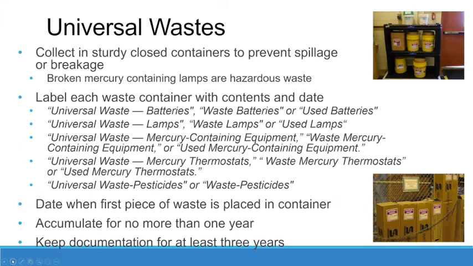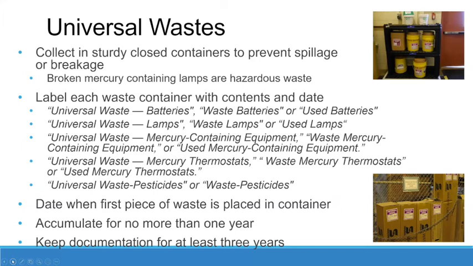You need to label each container with the contents and the date. Very important. You need two elements on that label. You need to identify, and I'm not going to run through them, they're on the slide, but you need to use one of the options for each of the types of waste streams identified here. And then most importantly, you need to put a date on that container when you put the first piece of waste in it. That starts the clock running.